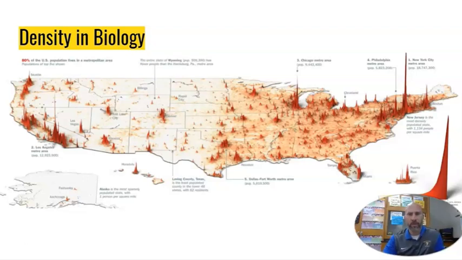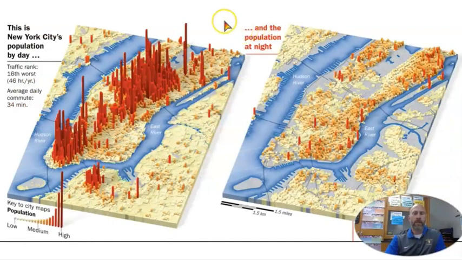But this is a picture showing the population density of the United States of America. You can see that we're much more dense on the east side of the country versus the west side. Again, the West Coast, more dense here, but here in the middle, not dense at all, right? Not many people. Here's a picture showing New York City. You can see during the daytime, high population density. At night, low population density.